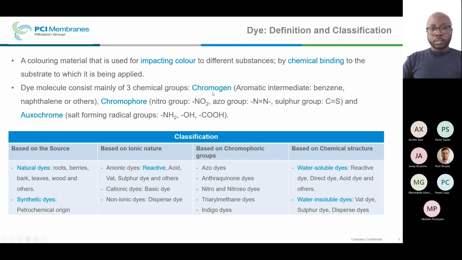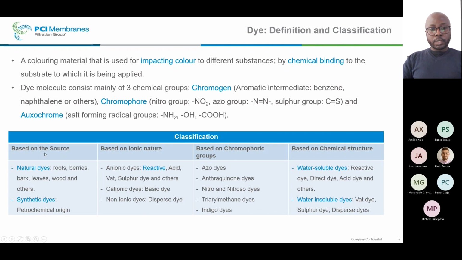So the chemical groups which we're talking about at the moment is the chromogen. So talking about the aromatic intermediates, so benzene and naphthalene, which is then combined with the chromophore, which is the color-giving group. So basically talking about the nitro group or the azo group, as well as the sulfur group. So then talking about the oxochrome, which is basically the salt-forming radical group, which are mainly responsible for the covalent properties of the dye, as well as responsible for the stability of the dye. So these are the three main chemical groups that form a dye.